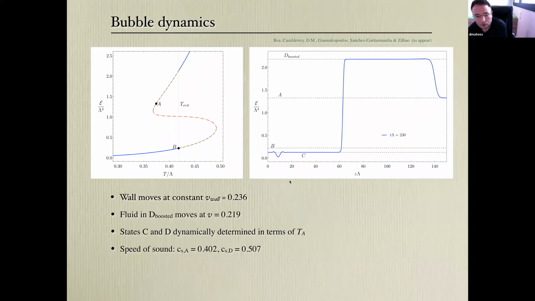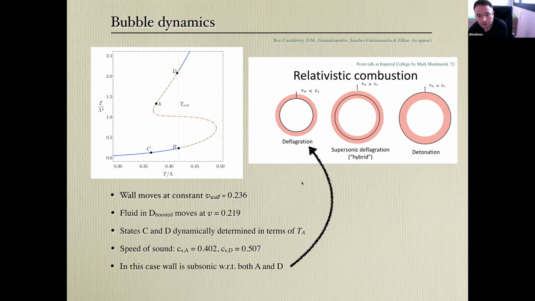Now, in this particular case, if you look at the speed of sound in A and the speed of sound in D, you see that they are both bigger than the wall velocity. So what this means is that we have a deflagration, in which the bubble wall velocity is lower than the speed of sound. And note that in this model, the speed of sound is not constant. So you need to care about the speed of sound both in A and in D, which are the two regions in front of the bubble. But I want to emphasize that this is just one example. You can have different wall velocities and different speeds of sound, etc., as you change the parameters, as I'm going to do in a second.